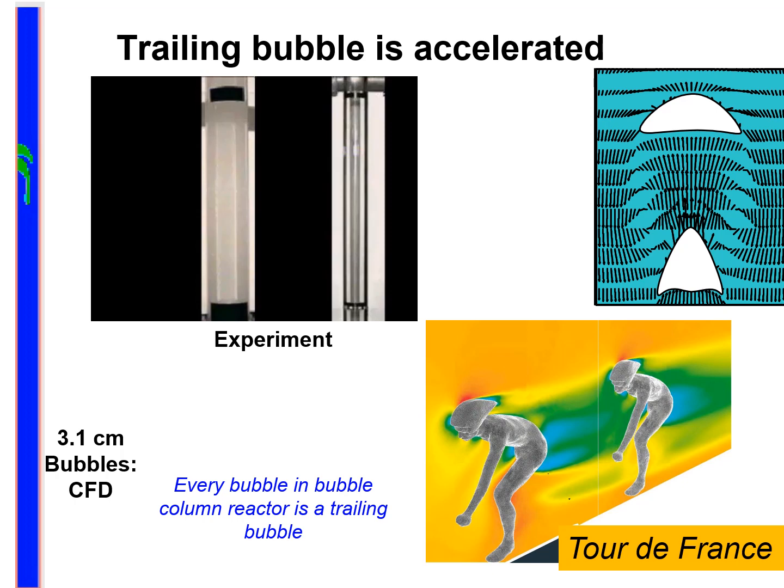The explanation is as follows. The leading bubble has a wake which draws in the trailing bubble, and the trailing bubble gets accelerated. This acceleration of the trailing bubble due to wake interactions is exploited by cyclists in the Tour de France.